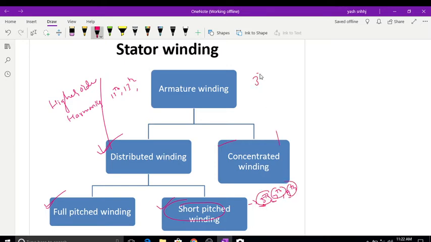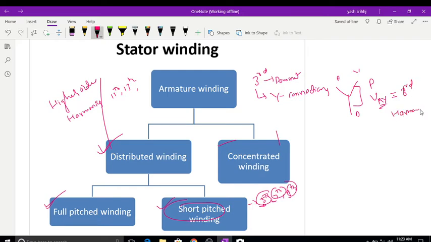And the third harmonics, which are dominant harmonics, are eliminated by using star connection. Between line to line, that is the R to Y line voltage, between these two voltages, the third harmonics are automatically eliminated.